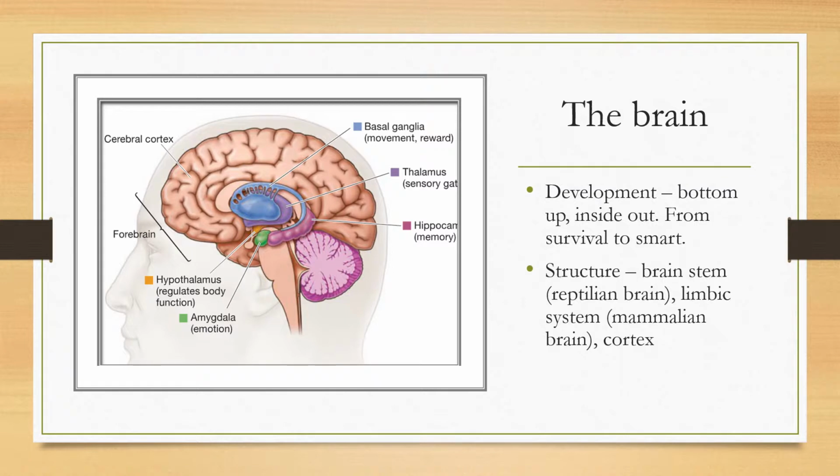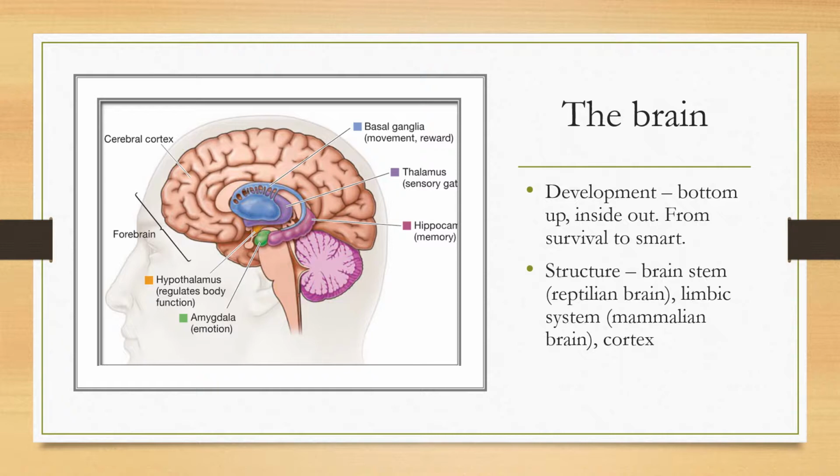So now we've got a little diagram about the brain. I'm going to teach you a little bit about how the brain develops, not in too much scientific detail. What you do need to know is that the brain develops from the bottom up and from the inside out. So what we have here is our survival brain. This is our brain stem, also referred to as the reptilian brain. This is responsible for keeping us alive, for our breathing, our heart rate, regulation of our body temperature.